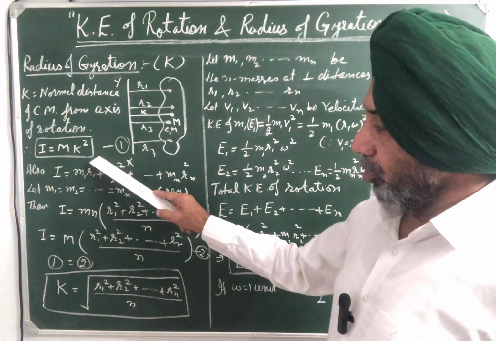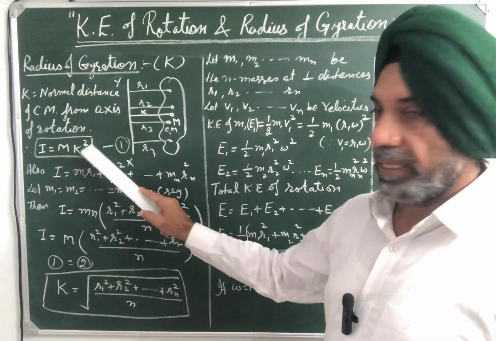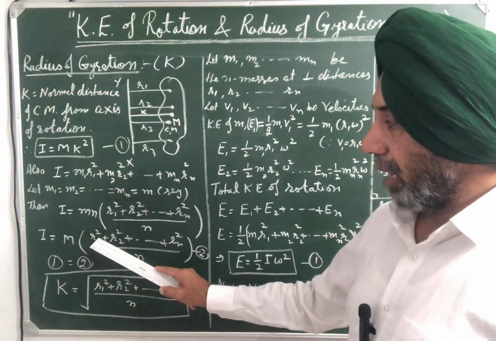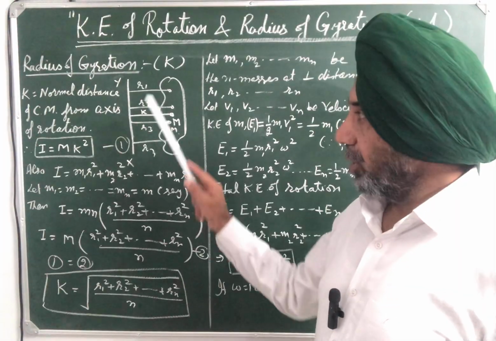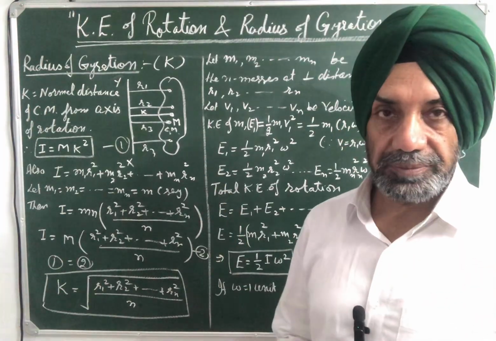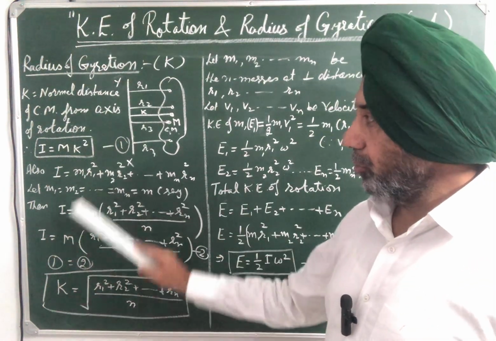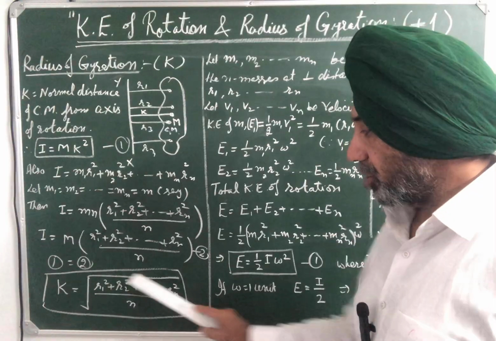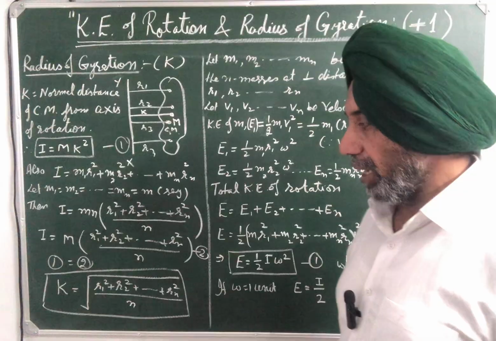So we have got two expressions for moment of inertia. One is I is equal to M k square by definition of moment of inertia. Another is I is equal to M (r1 square plus r2 square plus so on plus rn square) per n, in terms of perpendicular distances of the individual particles. If we compare 1 and 2, we get k square is equal to this whole expression, or k is equal to the square root of (r1 square plus r2 square plus so on plus rn square) upon n.